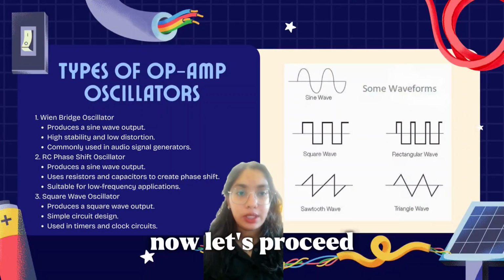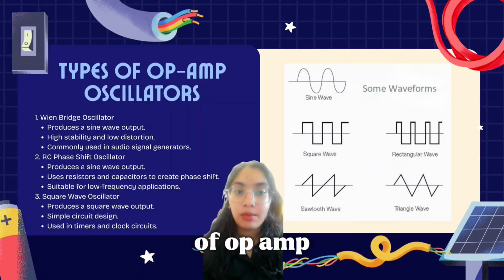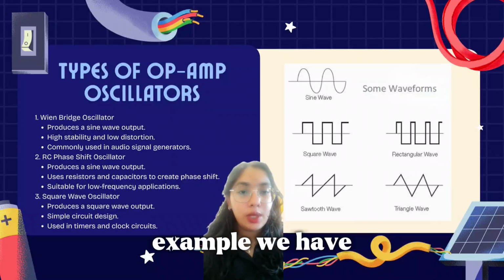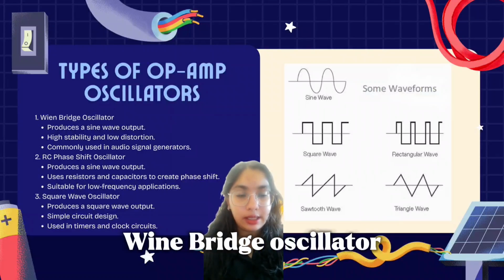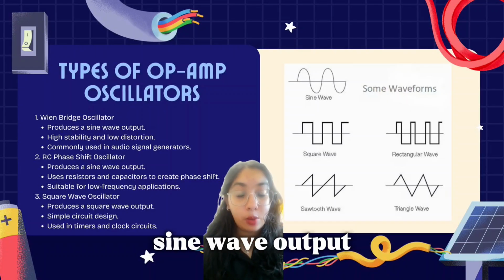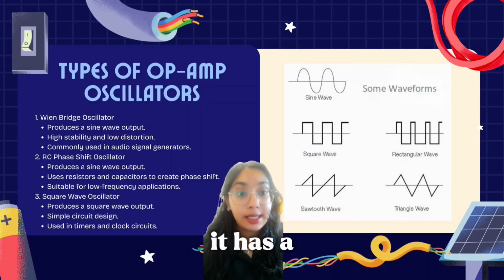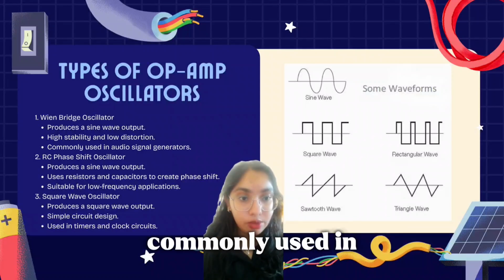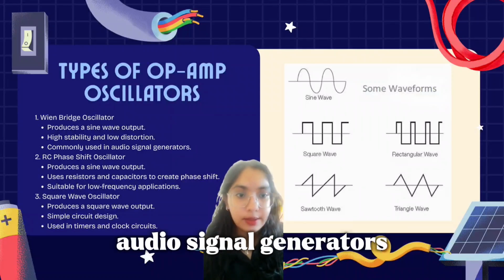Now, let's proceed with the types of op-amp oscillators. For the first example, we have Wien bridge oscillator. The Wien bridge oscillator produces a sine wave output. It has a high stability and low distortion, and it is commonly used in audio signal generators.